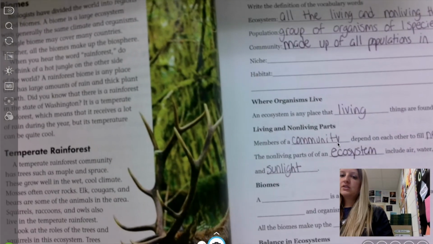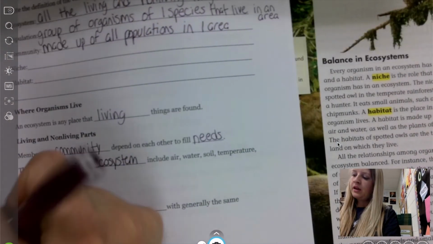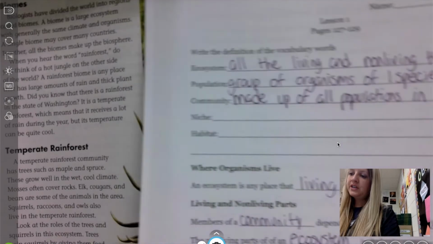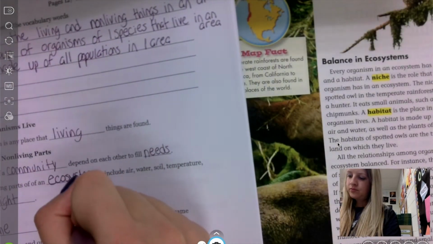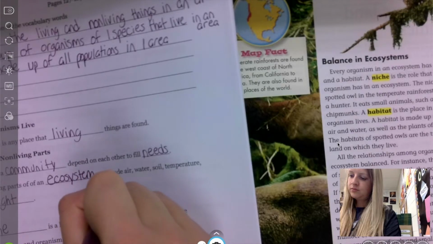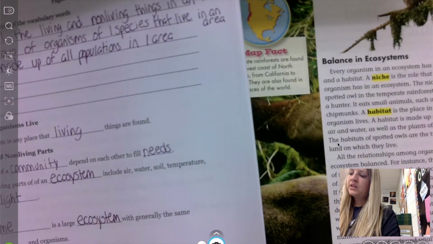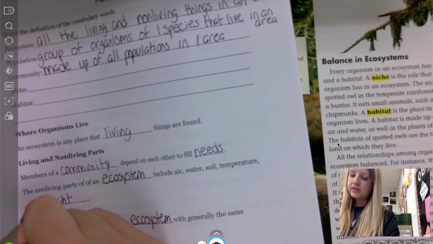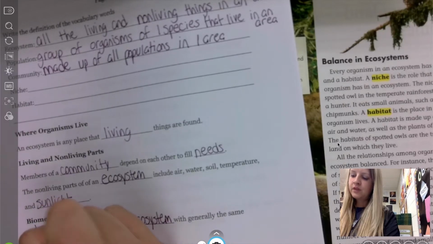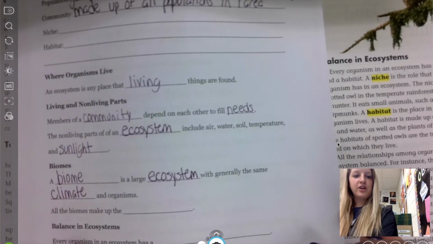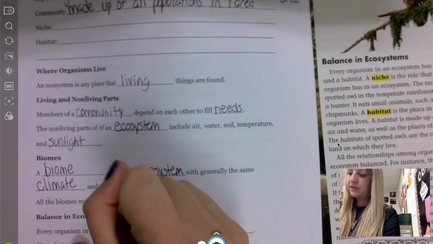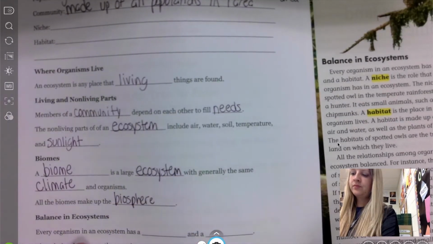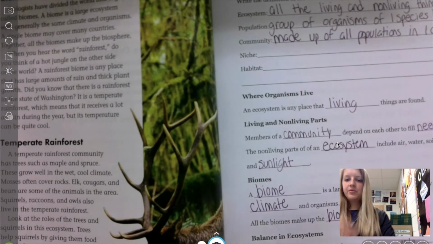So just going into that for our notes, a biome is a large ecosystem with generally the same climate and organisms. And then all the biomes make up the biosphere. We're going to keep reading.